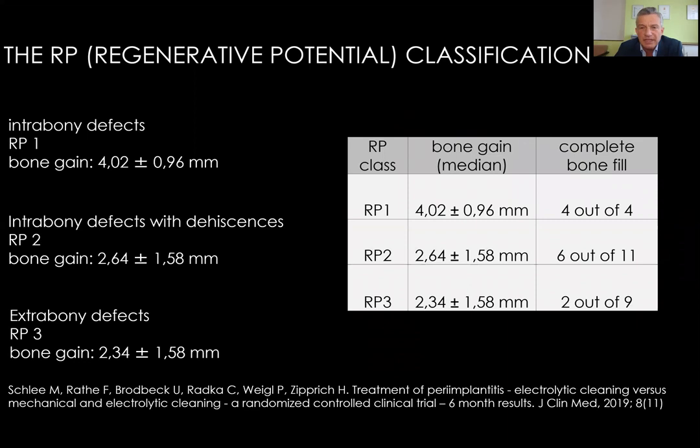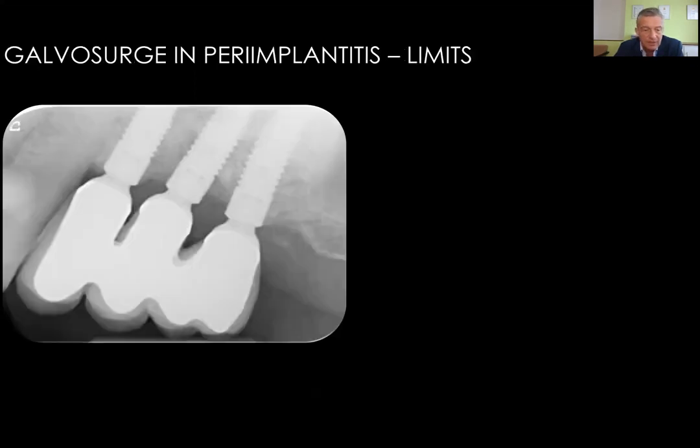But this was the most interesting result to me. How many implants reintegrated completely? 4 out of 4 in RP1, 6 out of 11 in RP2, and 2 out of 9 in RP3. Again, this is a hint that not any implant should be treated.